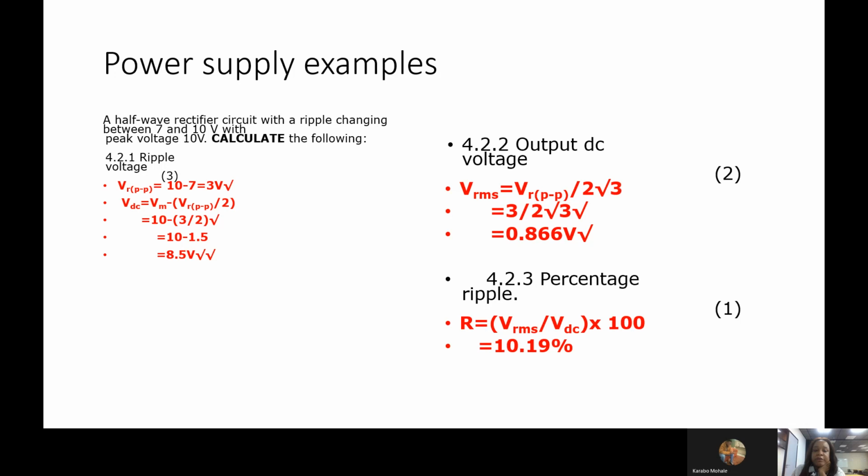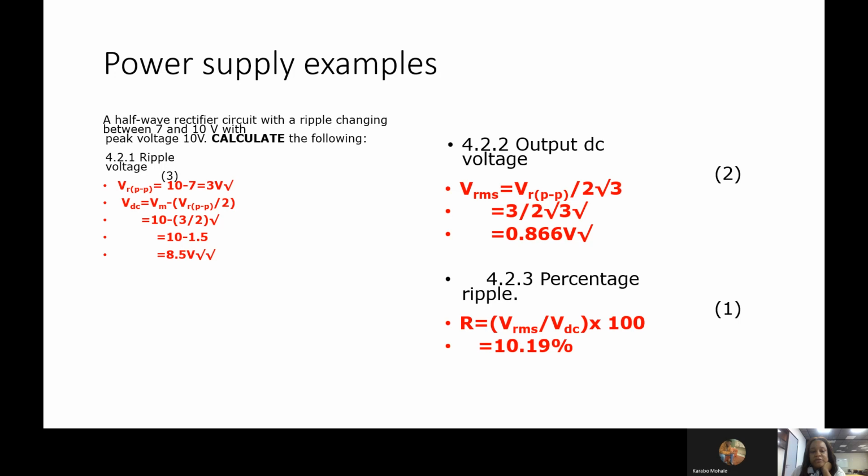They say calculate the following: the ripple voltage. So if you had to work out the ripple voltage, the ripple VR, first it's 10 minus 7, which is the peak to peak value, gives you 3. Because if this is the maximum value, that's the minimum value. So you have to work out the ripple peak to peak first. Okay. And then you can basically work out the VDC. I didn't ask you to work out the VDC, they just asked you to work out the ripple.